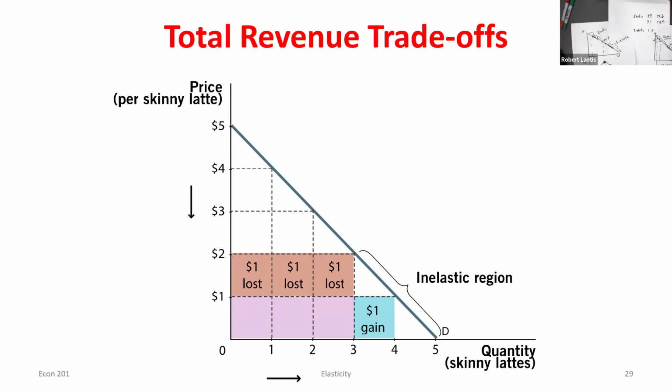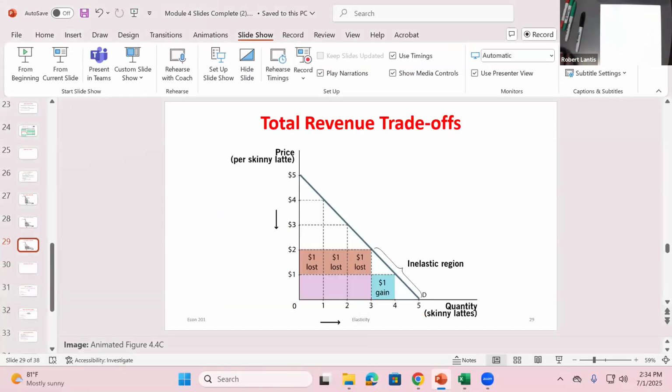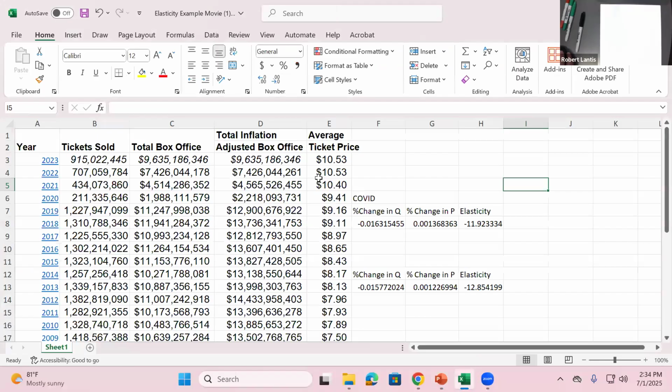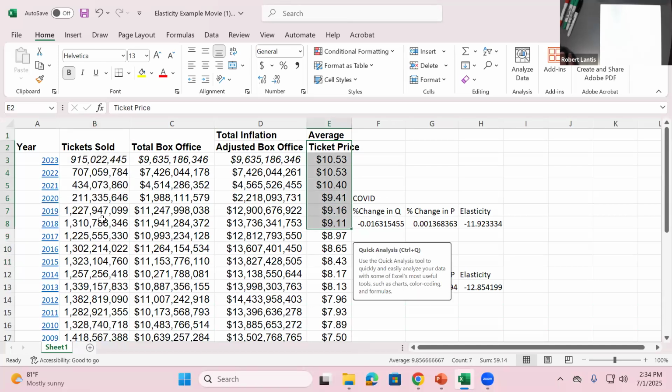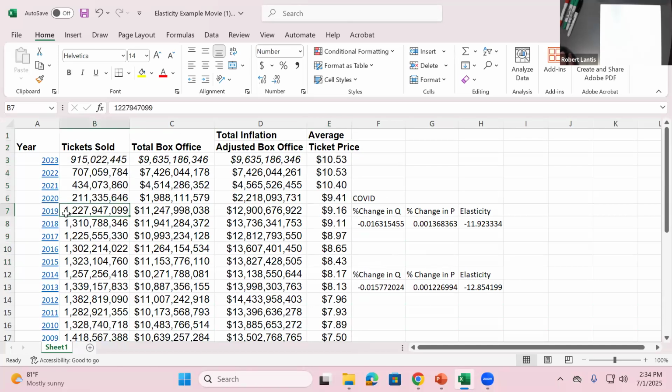So we'll go to our example then that I have in Excel. This is just the Excel file that's up there on Canvas under module 4. I think it's called movie elasticity example or something like that. So I had a bunch of data that I found from every year: the number of tickets sold and the average ticket price for movies. Now I'm going to use the years 2018-19 because there's some goofy stuff going on with COVID.